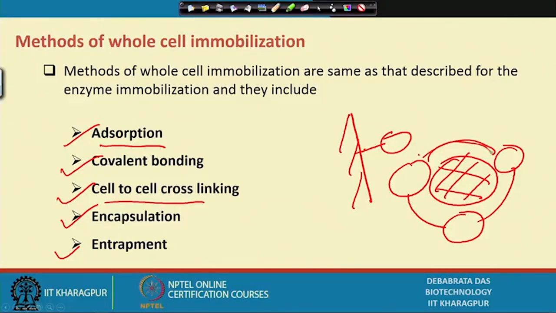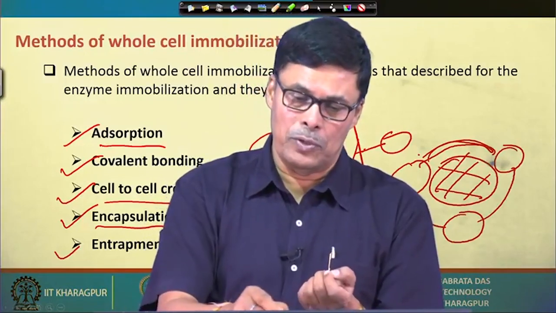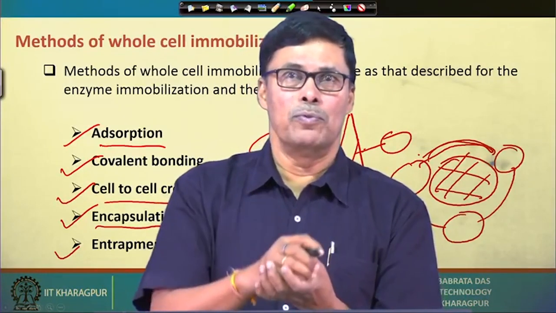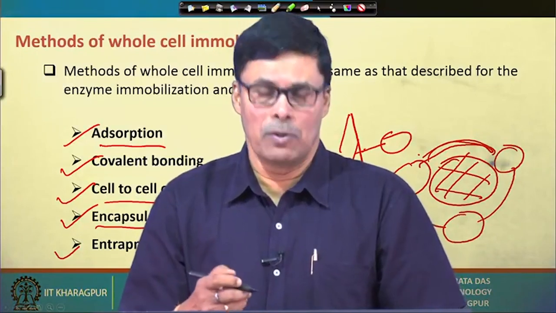This bonding is also covalent bonding, also a very strong bonding. Encapsulation, I told you, is like the capsules we take in day-to-day life: we put the medicine inside the capsule and it is enclosed. Like an envelope, inside which we put the letter. Similarly, inside that coating we put the whole cell.